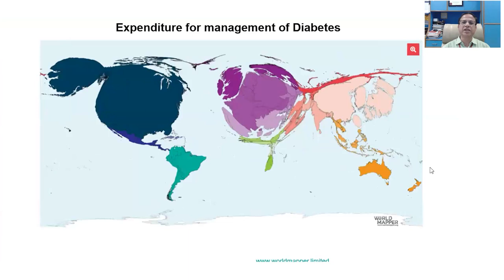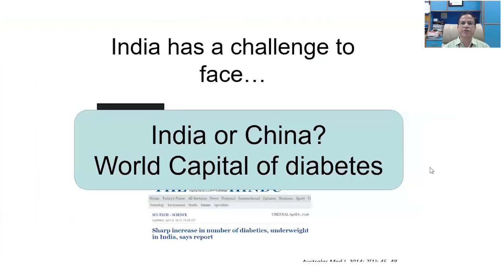And if we replace it with the expenditure made by all countries for management of diabetes, our country again shrinks back. Not only our country, other countries shrink back, and 80% of the money spent for management of diabetes comes from either the United States or West European countries. So this is one of the limiting factors for controlling diabetes in most developing countries. So we have a great challenge.